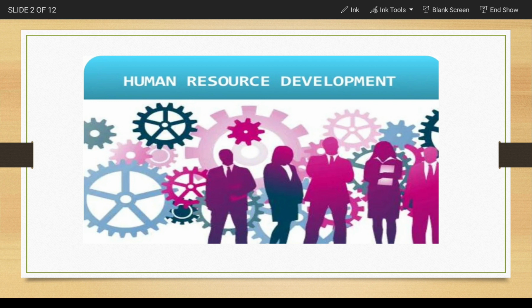Now, what is human resource development? Human resource development is a process of bringing people and organizations together so that the goals of each one are met. It tries to secure the best from people by winning their wholehearted cooperation. It is the art of procuring, developing, and maintaining a competent workforce to achieve the goals of an organization in an effective and efficient manner.